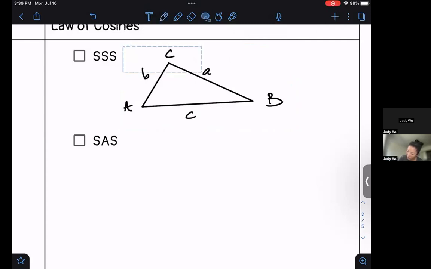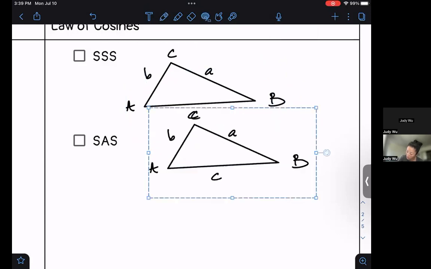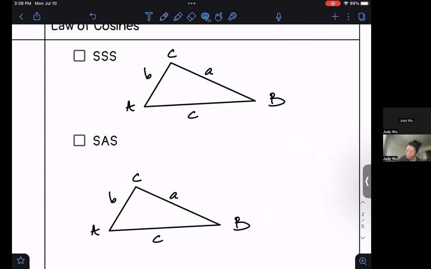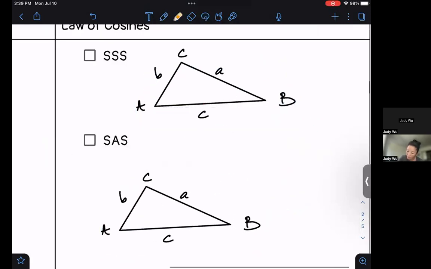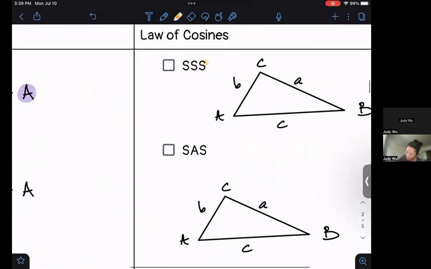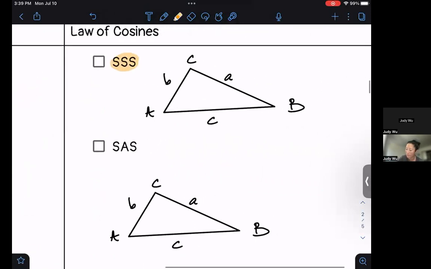Okay, so let's just duplicate this real quick. If we have all three sides and we don't have any angles, but we know side A, side B, and side C, that is a dead giveaway that we want to use law of cosine. The second case that we'll take a look at is if you have a side and a side.